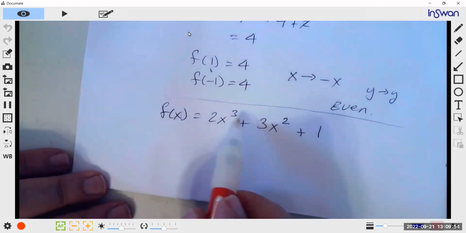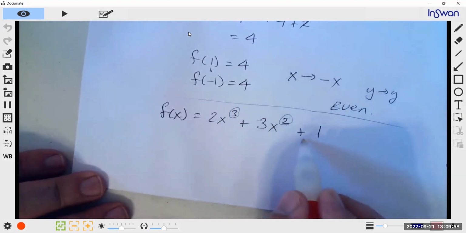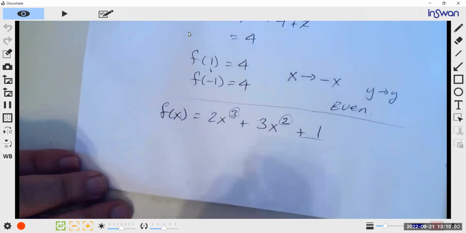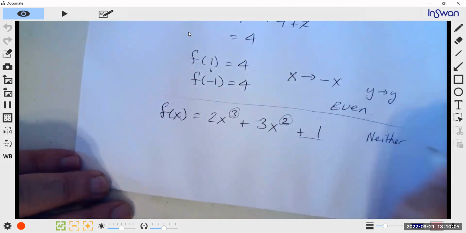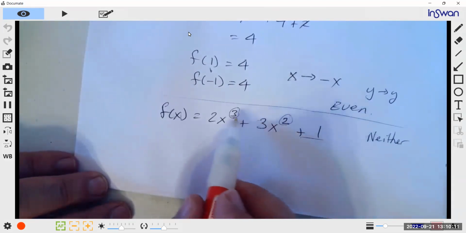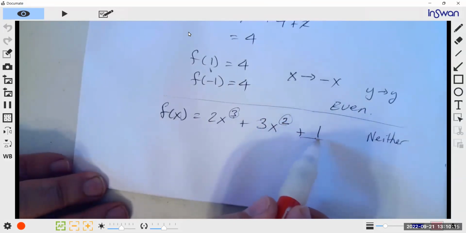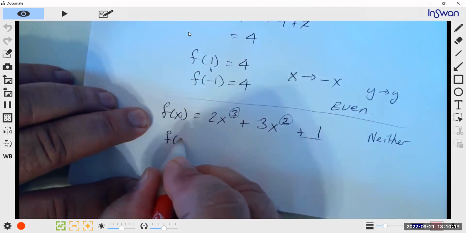Okay, look at the exponents. There's an odd exponent, there's an even exponent, and a constant. Because of that, I know it's neither. I know it's neither because first off, odds and evens can't go together, and odds cannot have a constant. So let's try it. Let's do negative 1 and 1.